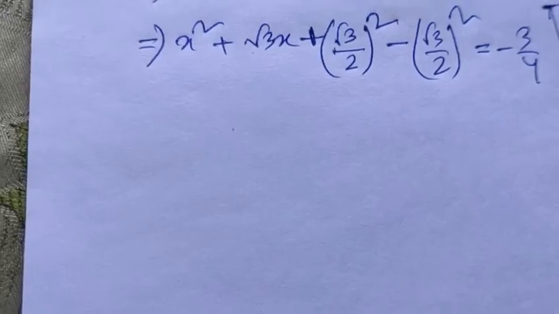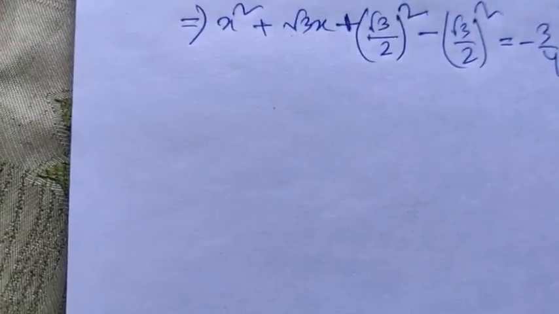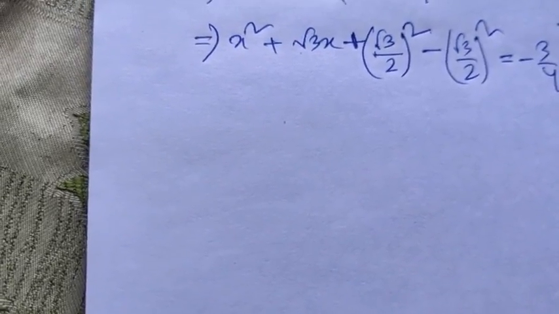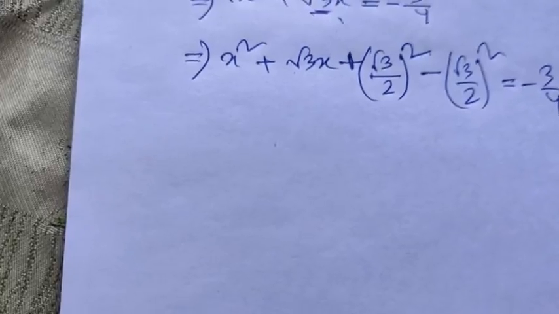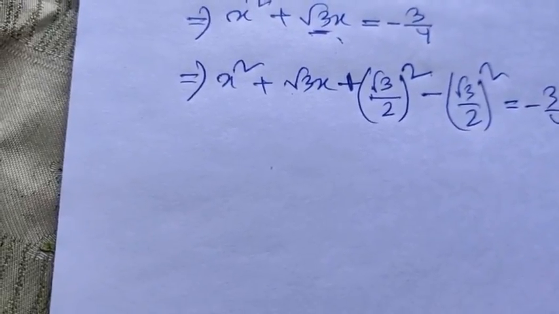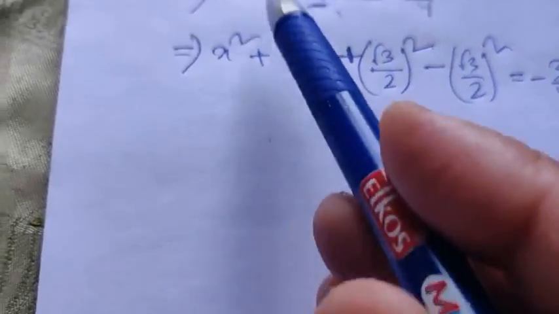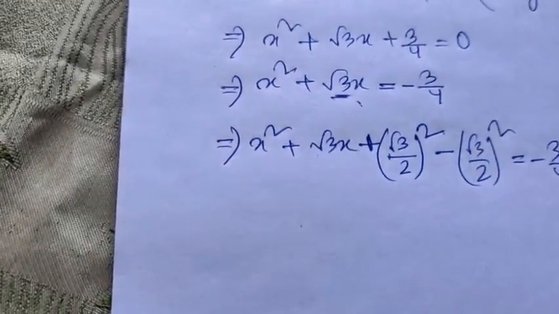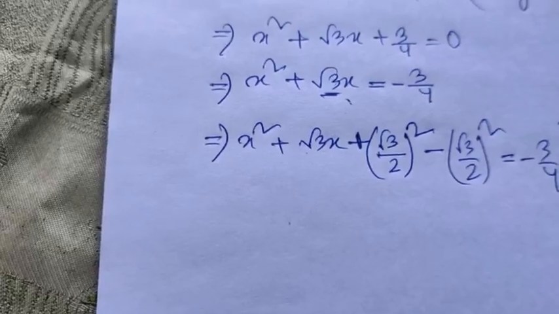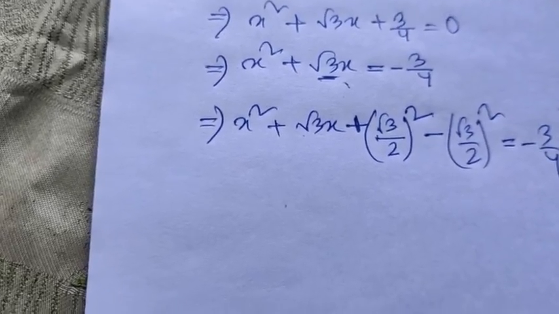Okay, what I did in this line is a turning point, students. If you don't get this, you cannot proceed. So I'm writing in this line x square plus 3x equal to minus 3 by 4. I hope you have understood up to that.